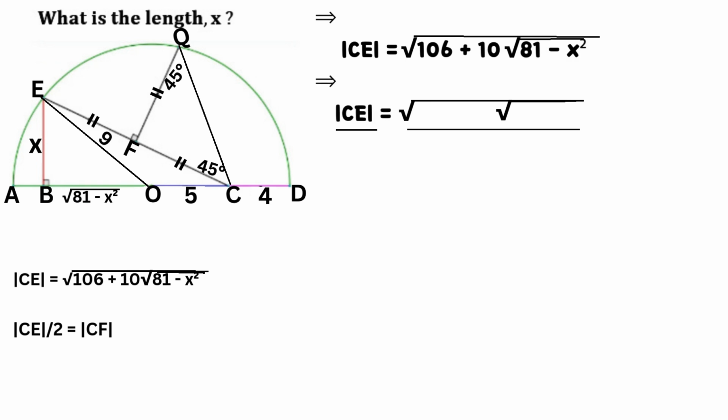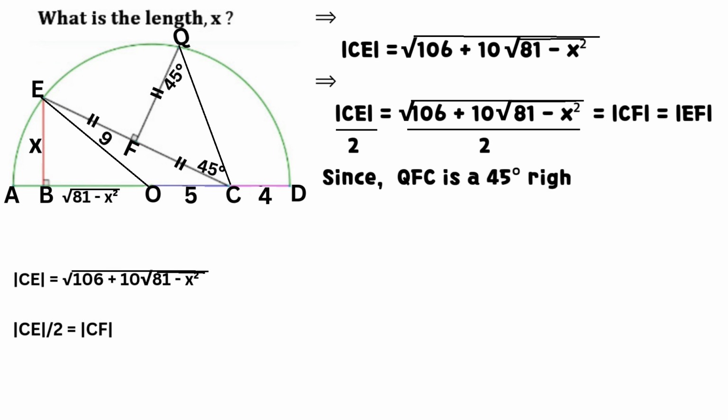Divide line CE by 2. We have that half of line CE equals half of the square root of the sum of 106 and 10 times the square root of 81 minus the square of x, which equals line CF. Also, the result equals line EF.